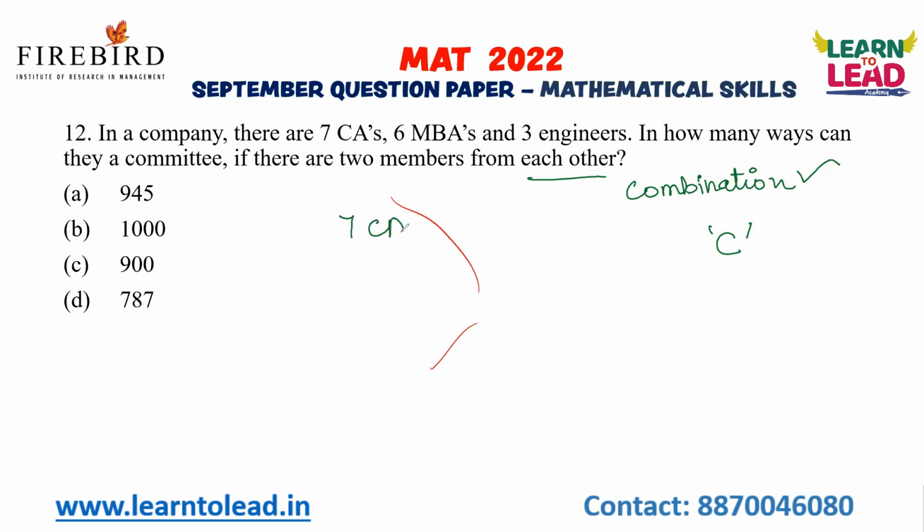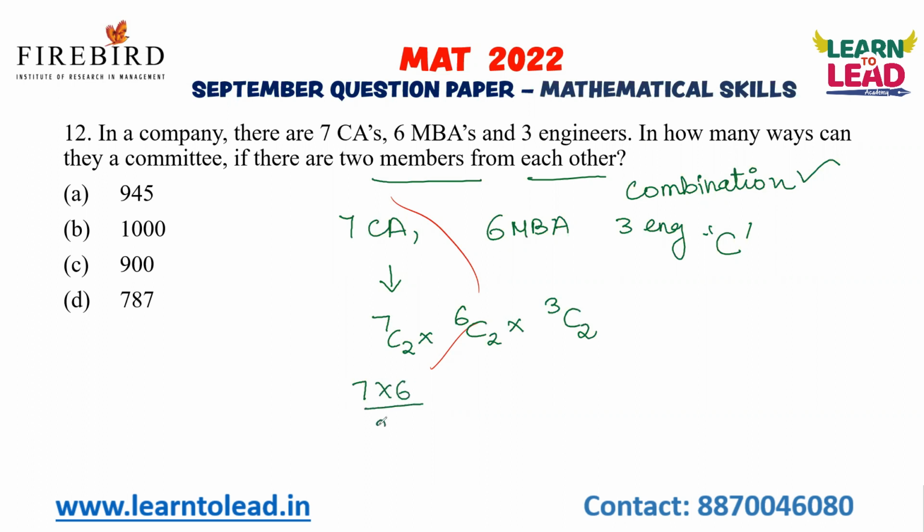So there are 7 CAs, 6 MBAs, and 3 engineers. In how many ways can the committee be formed if there are 2 members from each? You are going to select 2 CAs from 7, 2 MBAs out of 6, and 2 engineers out of 3. So 7C2 into 6C2 into 3C2. So 7 into 6 divided by 2 into 1, into 6 into 5 divided by 2 into 1, into 3 into 2 divided by 2 into 1.